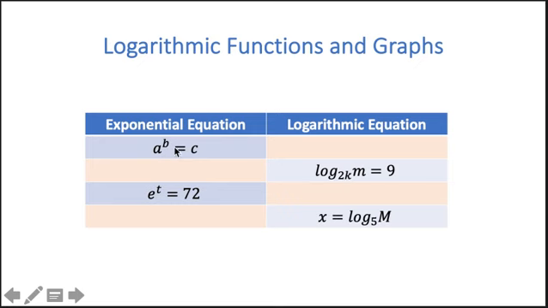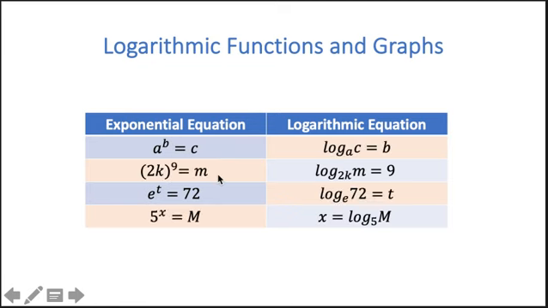So a to the b is equal to c. What you're going to do here is identify the base. It's going to be log base a. What it's equal to is c. So log base a of c, and that's going to be equal to the exponent, which is b. Give it a shot. These are the answers. Log base a of c equals b.